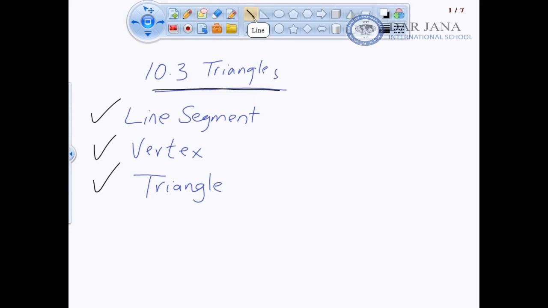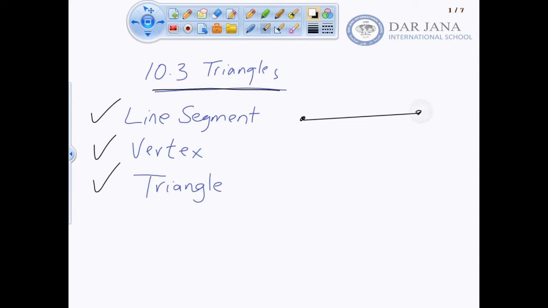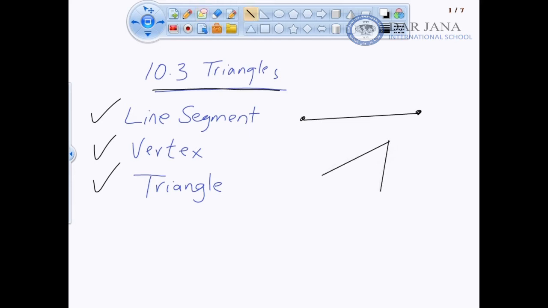Now look, if we have a straight line and we have two ending points at it, it's a line segment. A vertex, on the other hand, is something like this, where two line segments join, making a vertex over here. Now, if I put three segments together, I could make a triangle.